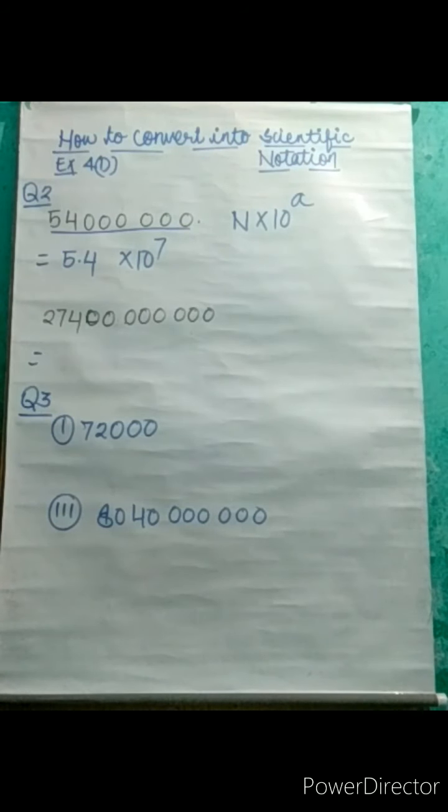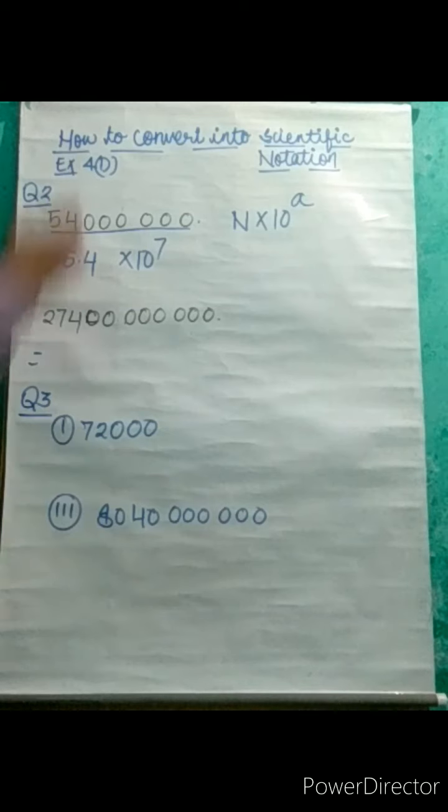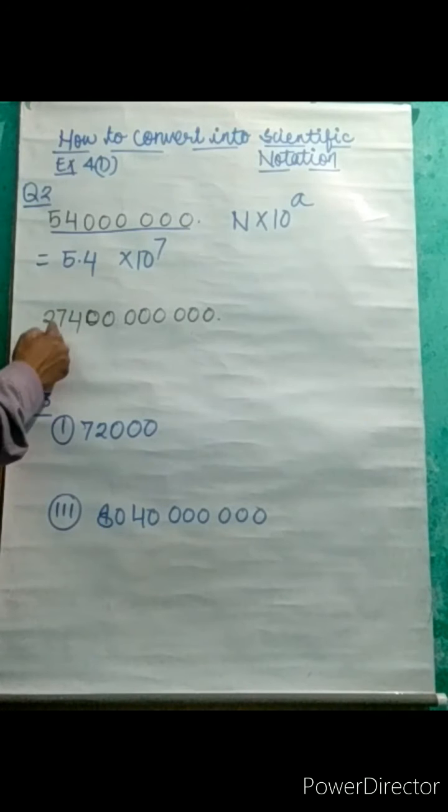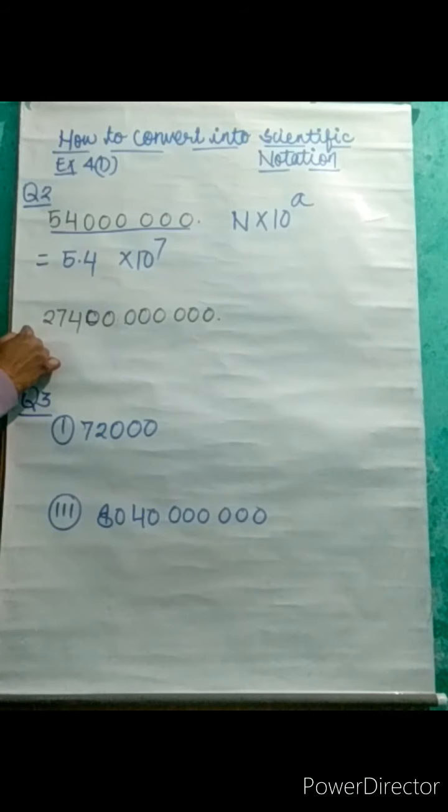Second question. In the same way, the decimal is not present in this number, which means the decimal is here, and according to the rules of scientific notation, to the left side of the point we need only one whole number. That's why I have written only n into 10 to the power a. We need only one whole number.